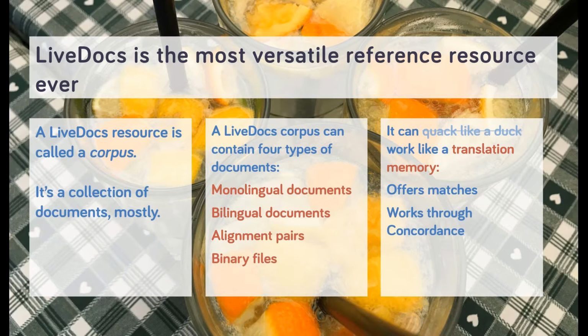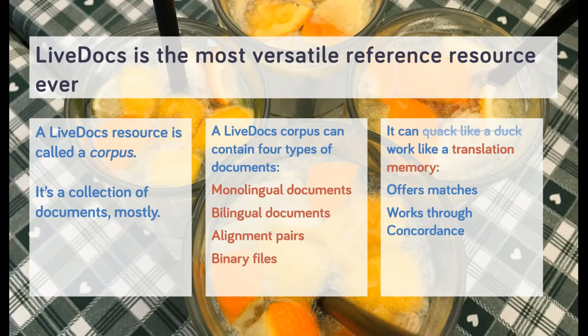If you look at the second box in this slide, a LiveDocs corpus can contain 4 types of documents. You can throw monolingual documents at it. Actually, you can import the same types of documents in a LiveDocs corpus that you can import in a memoQ project. Or you can have bilingual documents. I'm going to get back to that. This is the place that you use to align documents. So if you don't have a translation memory, if you have documents from the time before you were using CAT tools, then you can throw them at memoQ, and memoQ will align them, and you can use the results.